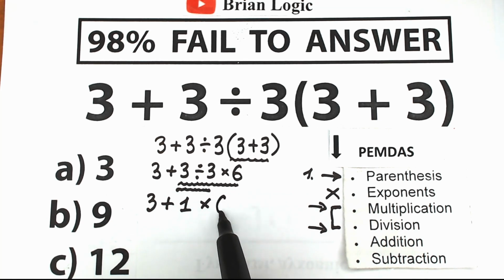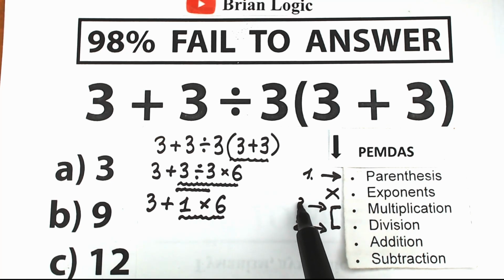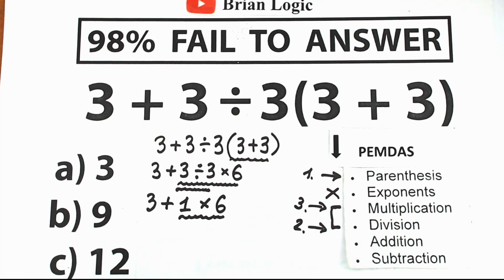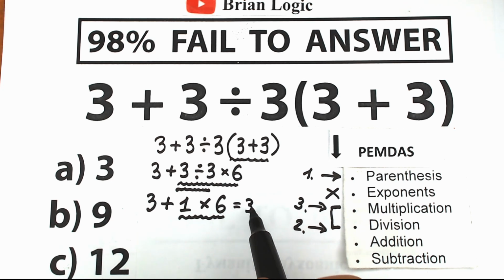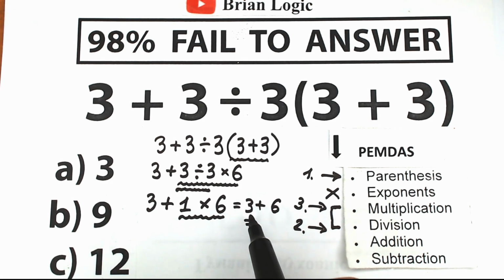We have this 6, and we still have this underline right here because we should do our third step. In this case division was the second step, the third step is multiplication, so we multiply 1 times 6. We can easily do this. So we have 3 plus 1 times 6, which equals 6. Addition is the last step, our fourth step, and we don't have any subtraction. So 3 plus 6 equals 9.